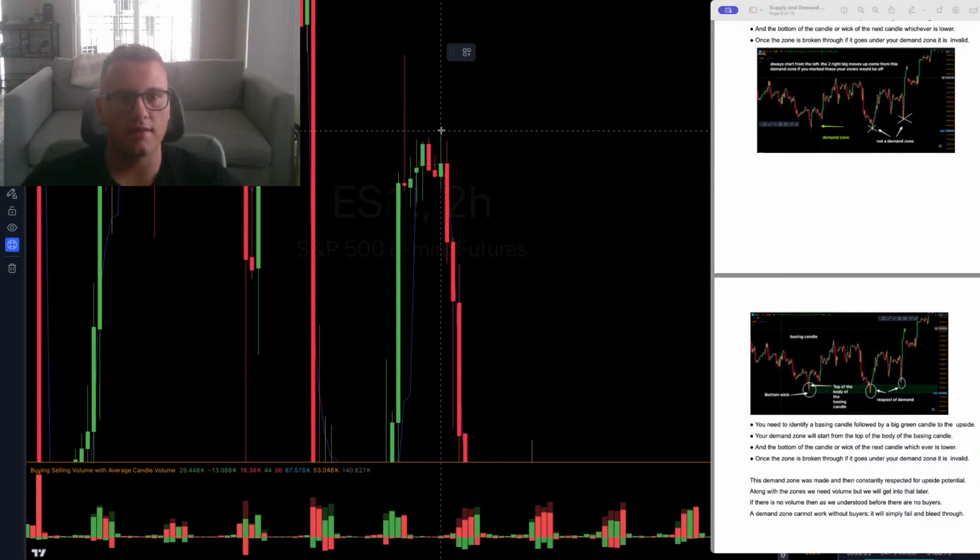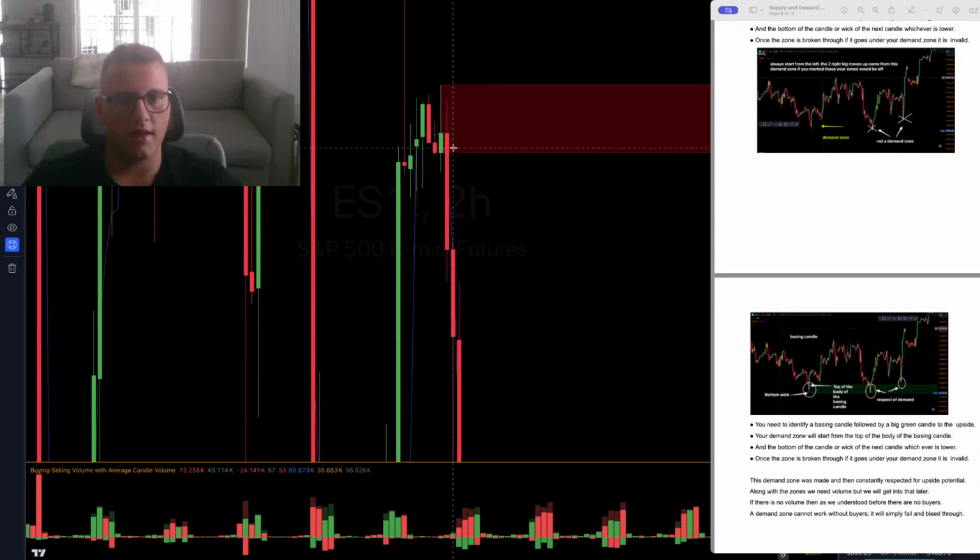Now we're going to take the top of whichever candle is higher. In this case, it's going to be the basing candle, and we're going to fill the engulfing candle, right? We're not taking the bottom wick. We're going to take the body of the candle.